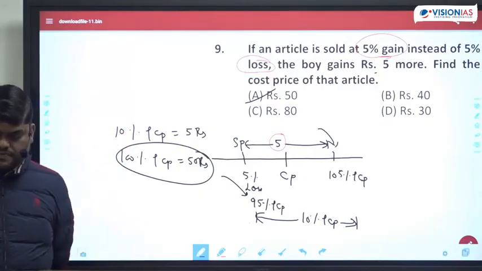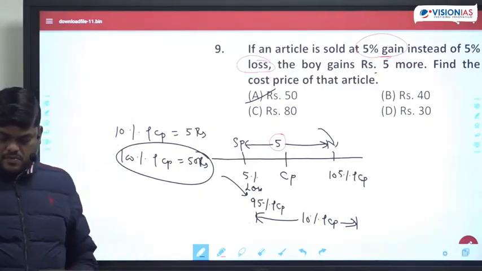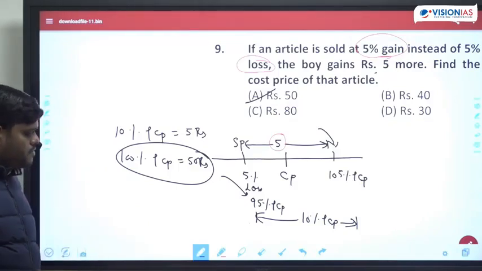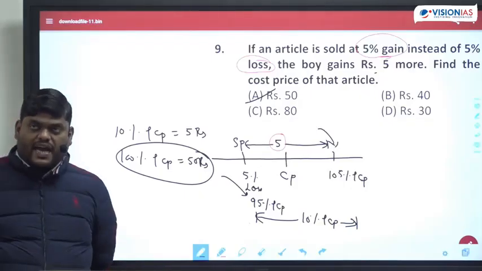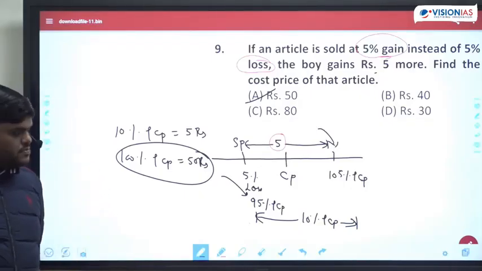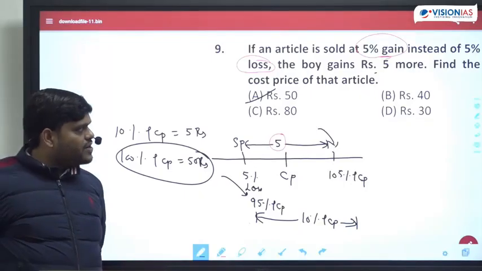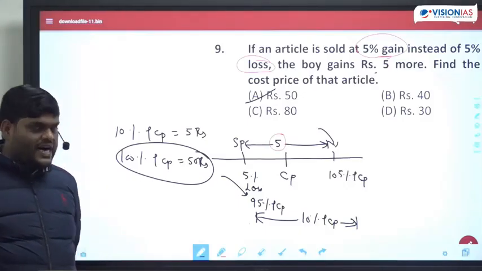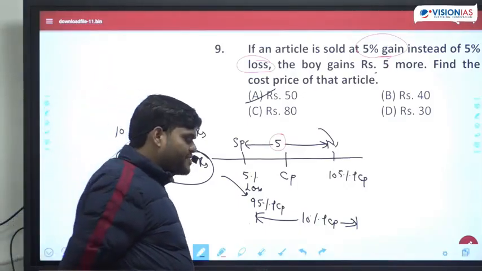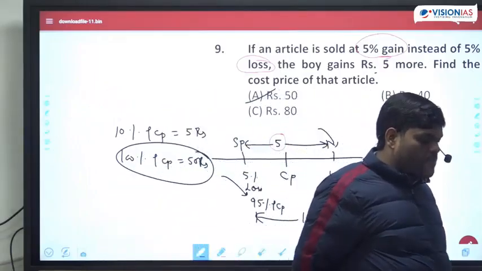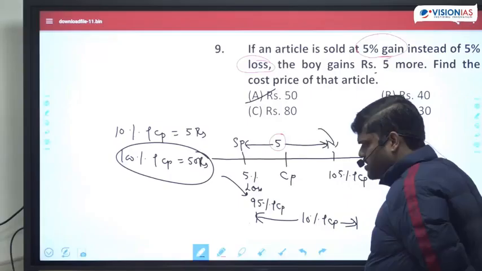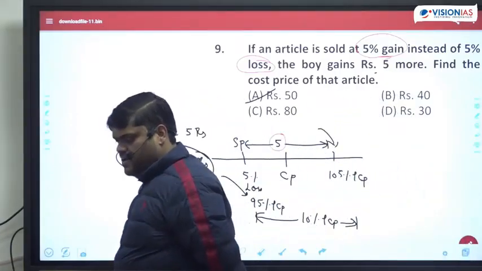ठीक है सर? Any doubt? Ask right now. We are almost finishing profit and loss, and we will do some more questions, and if time allows, we will start the next topic also. Otherwise, we will solve profit and loss completely today.